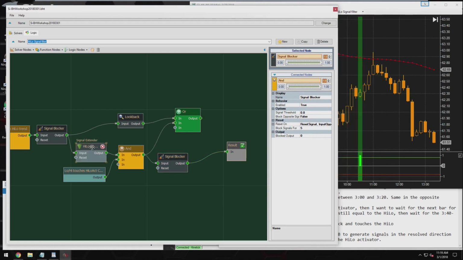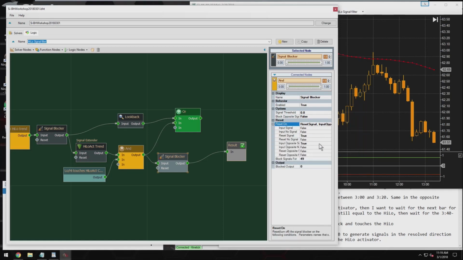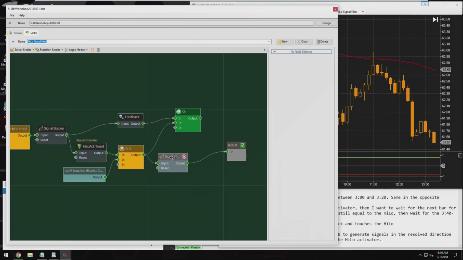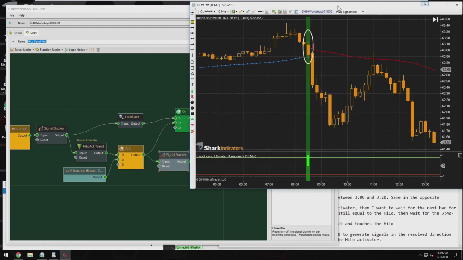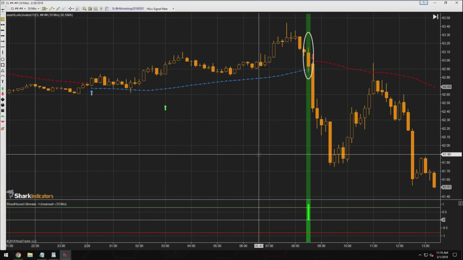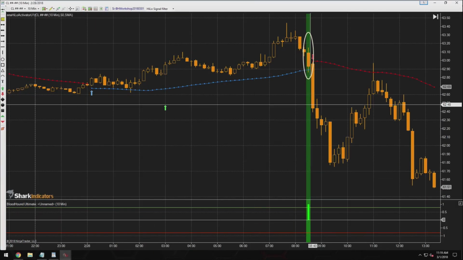And let's see, this signal extender goes for 50 bars. So our signal blocker may need to block for at least 49 bars. Something like that. Let's take a look now. There we go. There's our long signal on just that one bar.